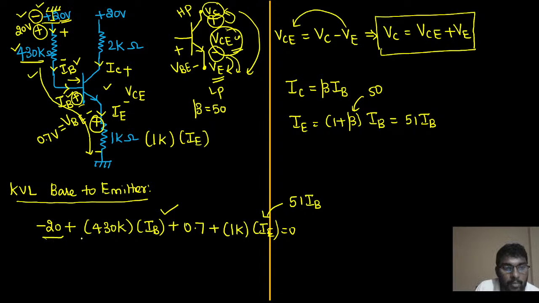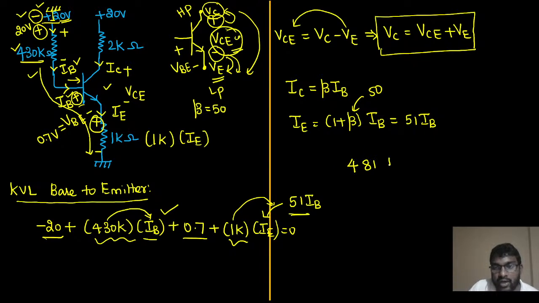Just to solve this, see, minus 20 plus 0.7 is going to be minus 19.3. Then you have to add this 430 kilo ohm into IB and 1k into 51 times of IB. How will I add this? I have to add this 430 times of IB. Here 1 into 51, if you put, it is 51. It will become, see, let me write, 481 times of base current IB. It is in kilo, so we can also put 10 power 3. Then minus 20 plus 0.7 will give you minus 19.3. If you pass it to the right side, it will become plus 19.3.